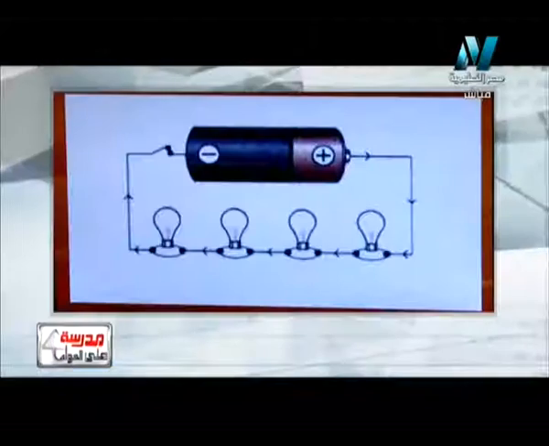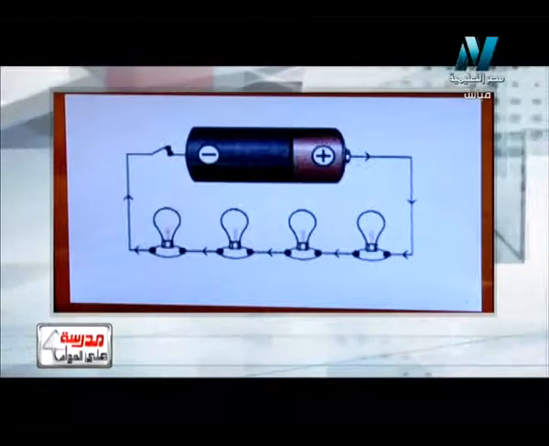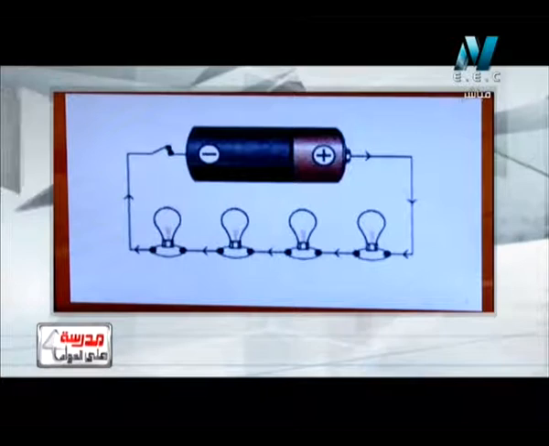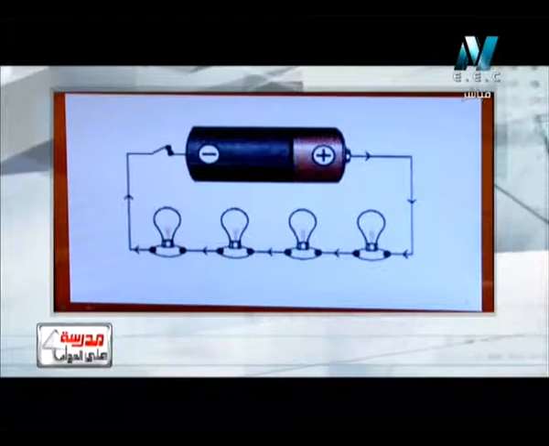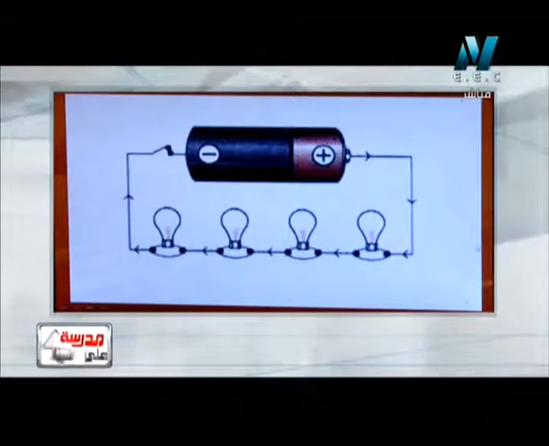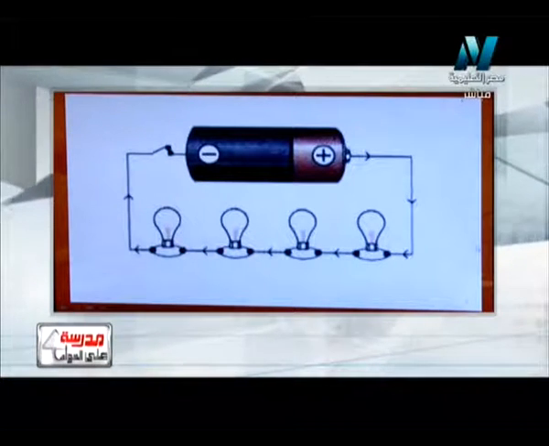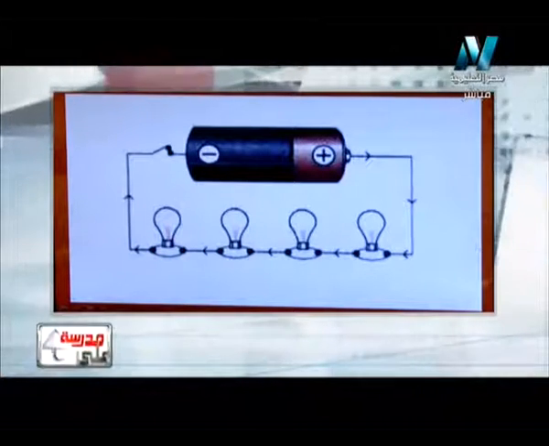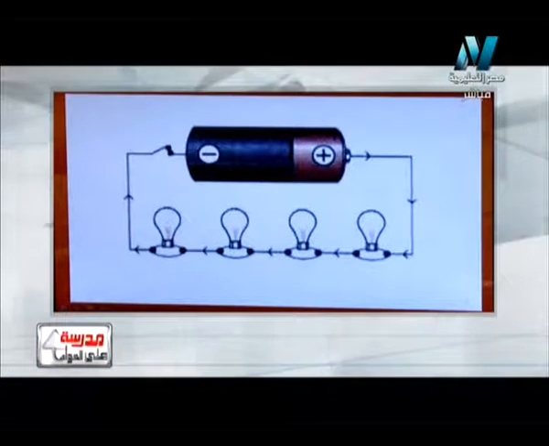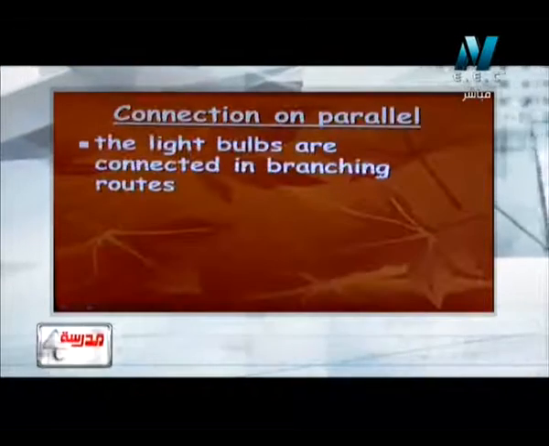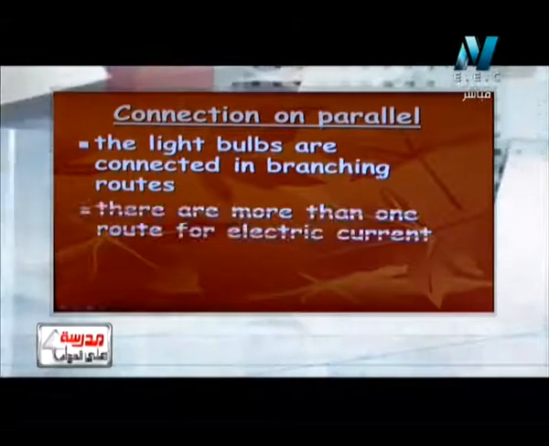So what about the connection on parallel? Here I have an image for the connection in series. Here we notice that the lighting is very small, very weak, because all the lamps are connected on one route, only one route for the electricity, going from the positive to the negative pole inside the electric circuit. So what about the connection on parallel?